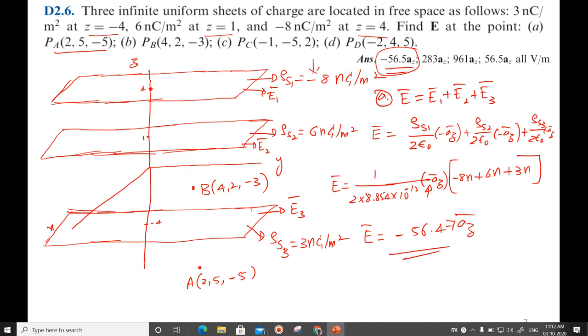So if I consider the first sheet, the unit normal vector is in the downward direction, going in the negative z axis. Similarly for the second sheet: minus az from the first sheet, minus az from the second sheet. But observe the third sheet. The point is above the third sheet, so the field is in the upward direction, towards positive, meaning plus az. Only the sign will change; everything else remains the same.